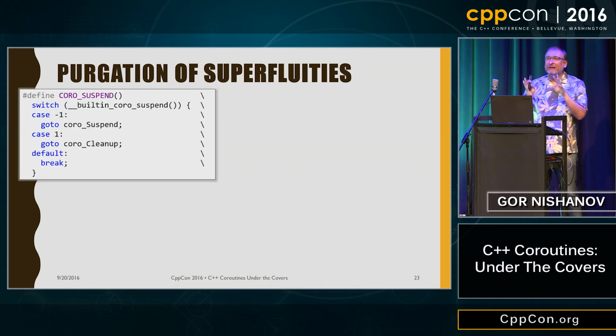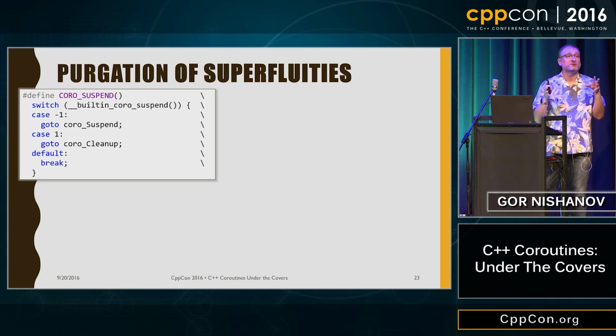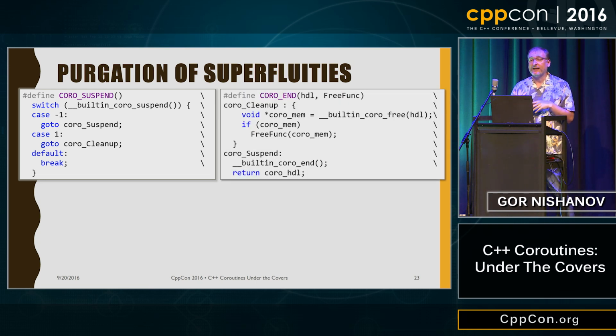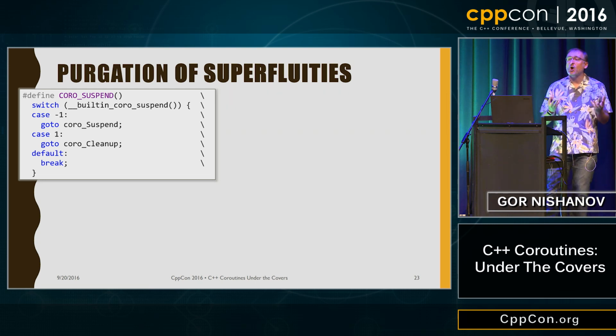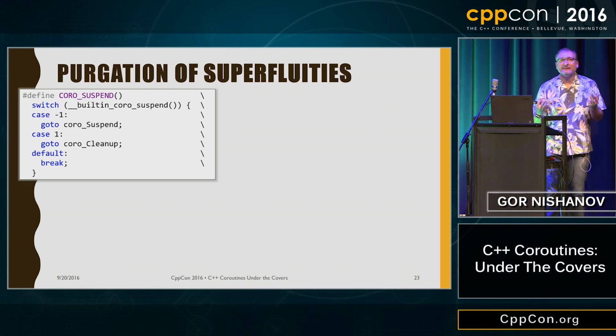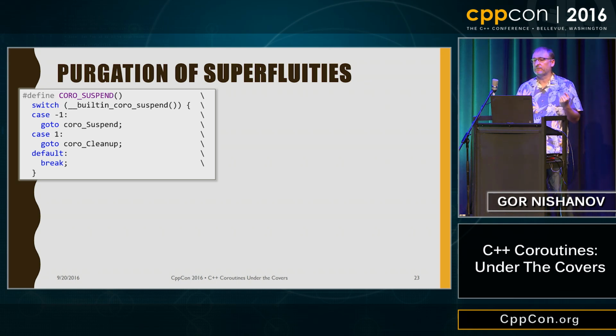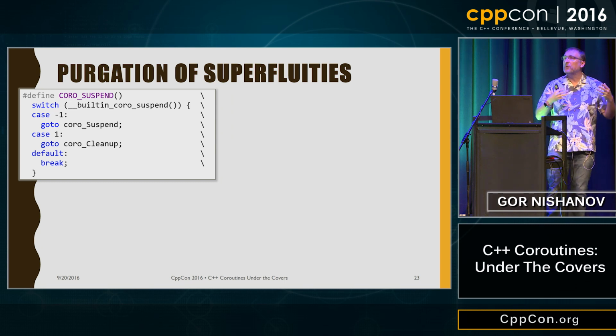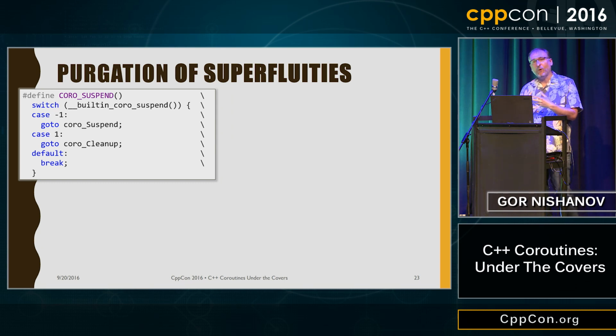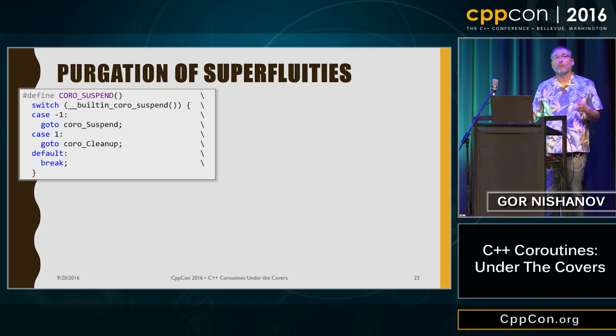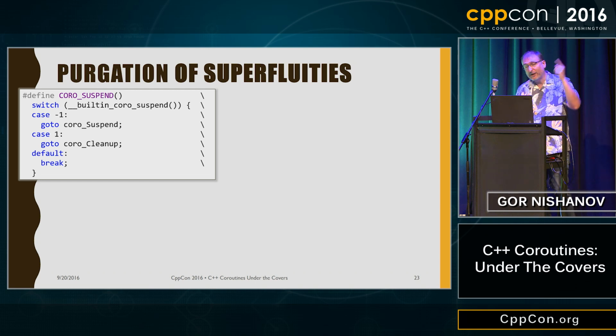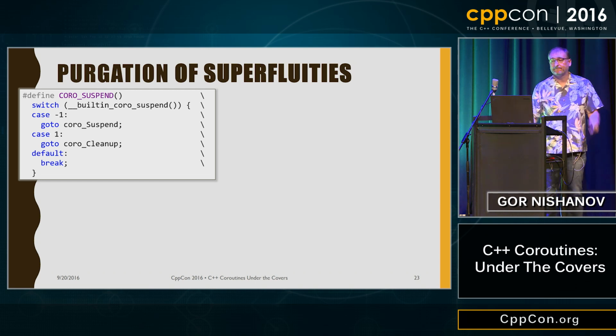And to do that, we need to briefly look at what those macros are. What is Coro suspend and what is Coro end? So Coro suspend simply shows us 3 possible ways where we can go at a suspend point. One would be we need to suspend. So we'll say go to Coro suspend. Another one, it could be that we need to do a cleanup when we're destroying the coroutine. And finally, we can fall through and go to the next line.